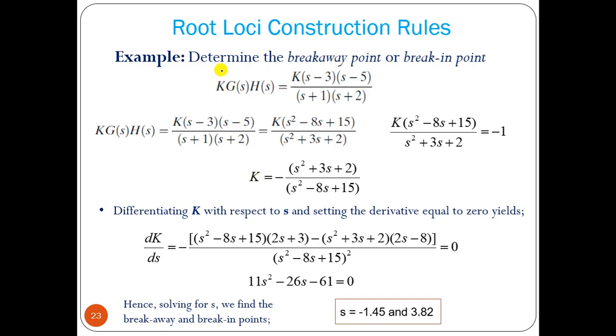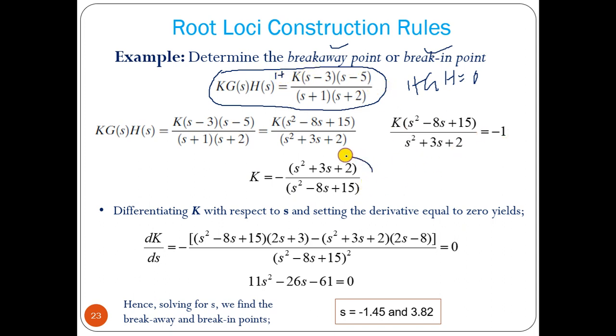Now say another example. This is the transfer function, and we have to find out the breakaway and breaking points. So we form the characteristic equation, 1 plus GH equal to 0. If we put that, then this factor equals minus 1, so K equals this factor that we got. This is the K equation. Now we perform dK by ds equal to 0. We will get one expression, and by solving we will get these two s values.